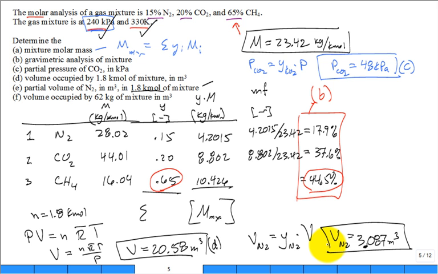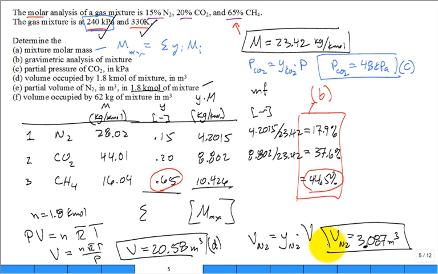Again, conceptually, you want to think about this. Okay, I have this mixture, and if I really only put nitrogen, pure nitrogen, at the same pressure and the same temperature as that mixture, it would only occupy 3.08 meter cubed.